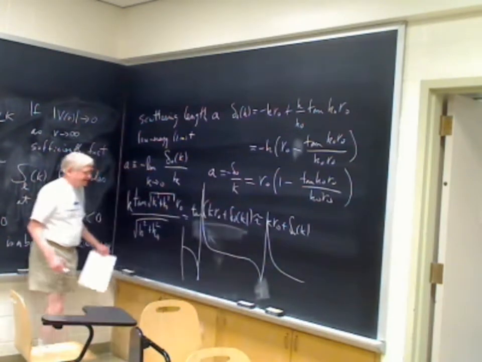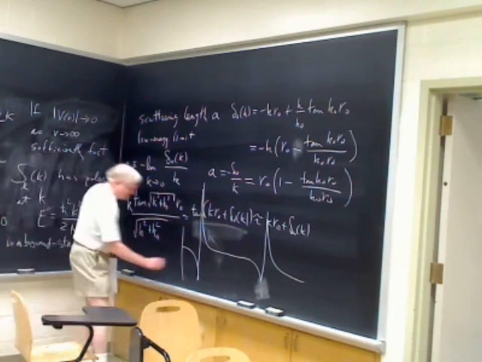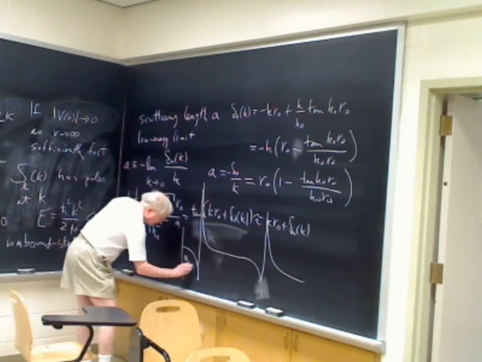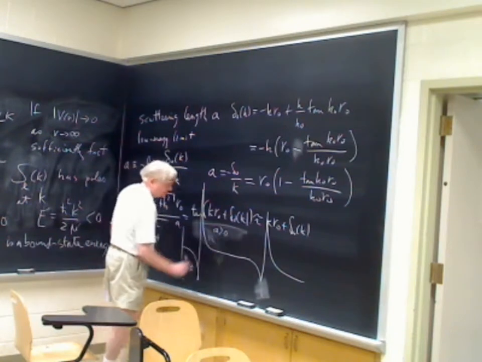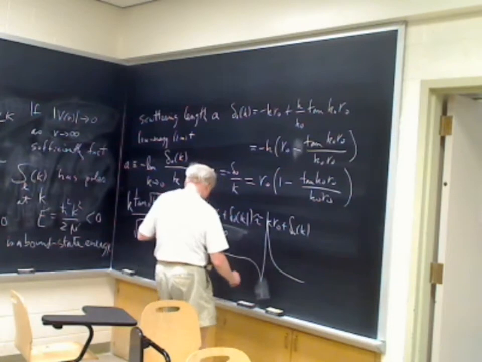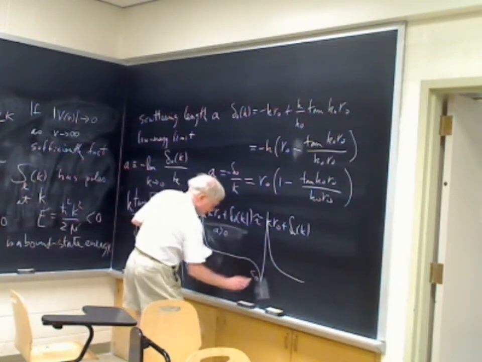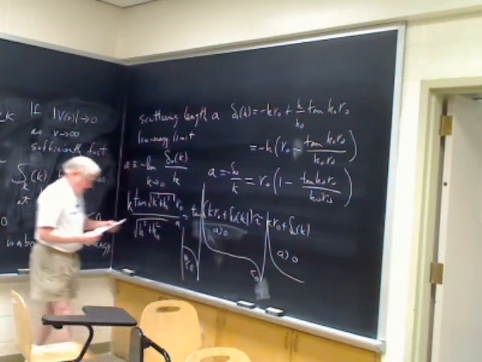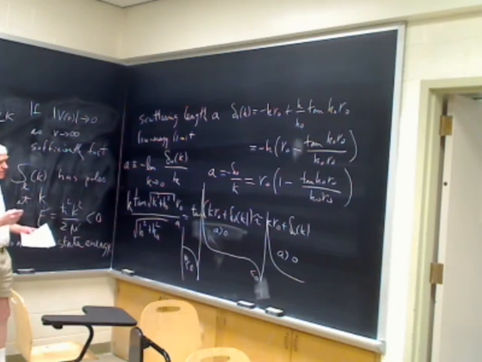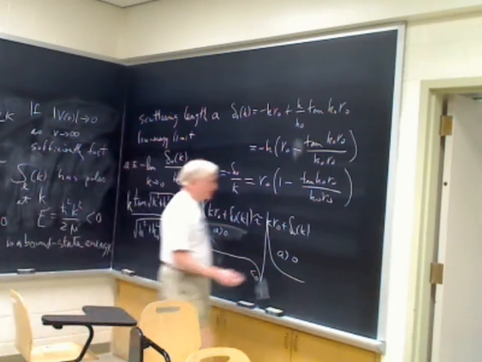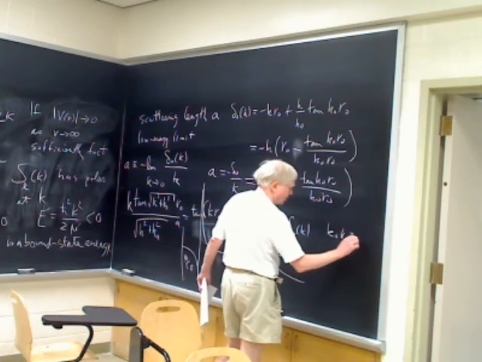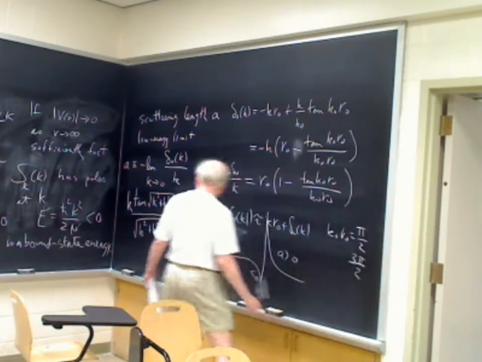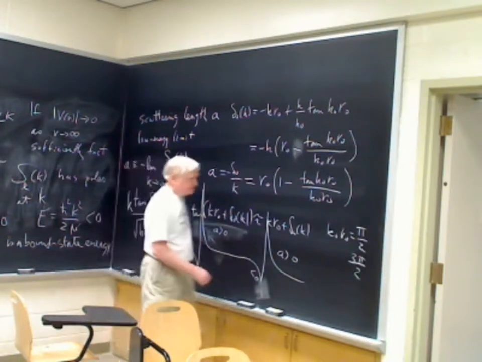So what you've got is the scattering length. The scattering length A is negative, then it's positive, and then it turns negative, and then it turns positive. These turning points are where k0 r0 is equal to pi over 2, 3 pi over 2. These at least are the places where it switches from negative to positive.